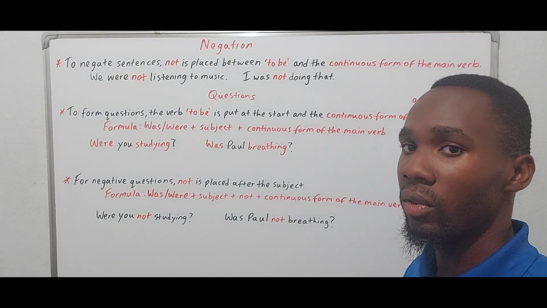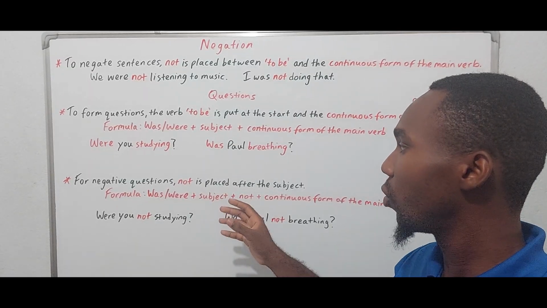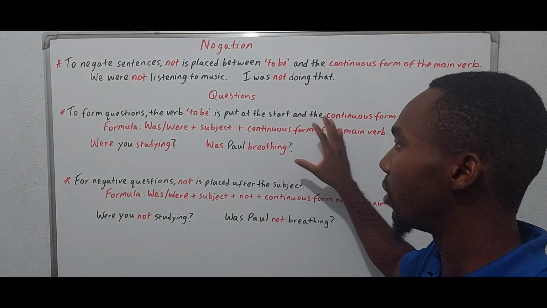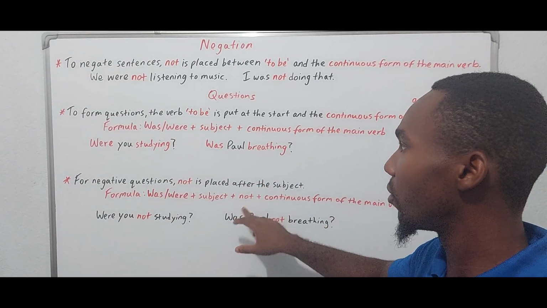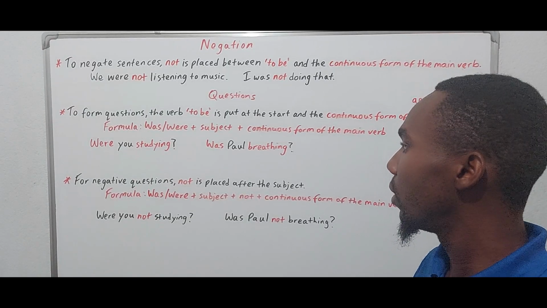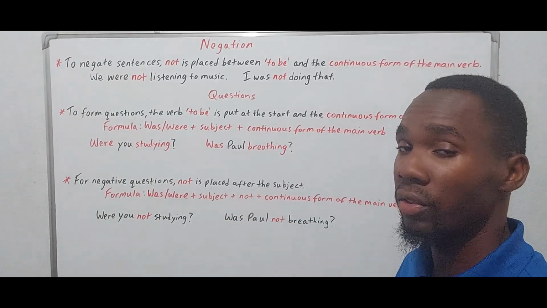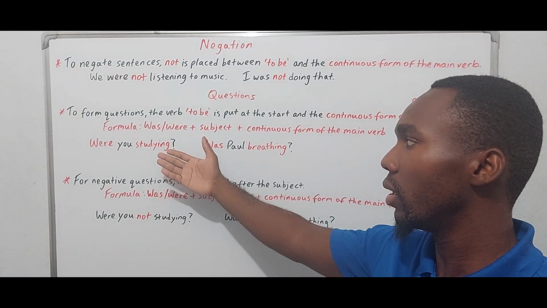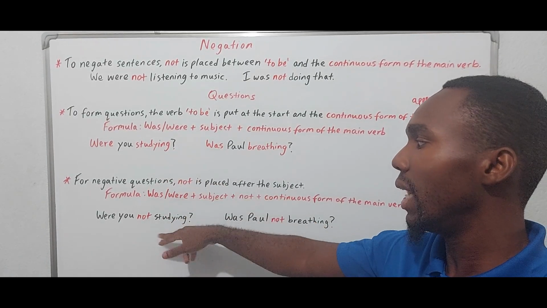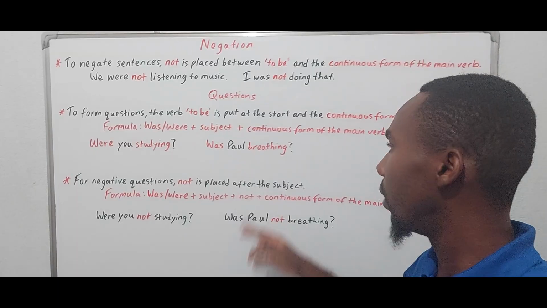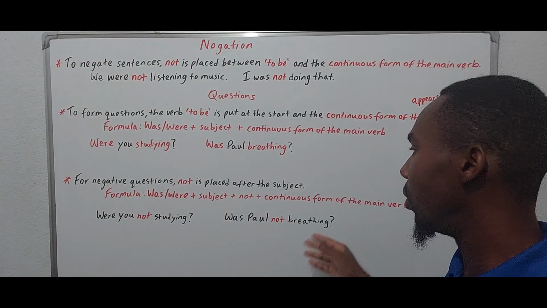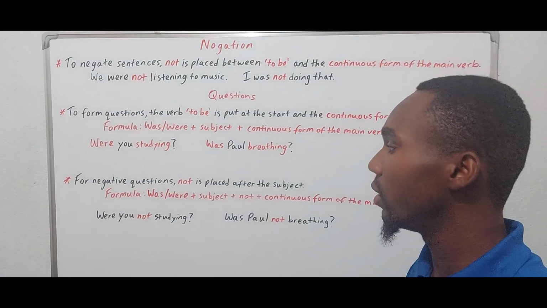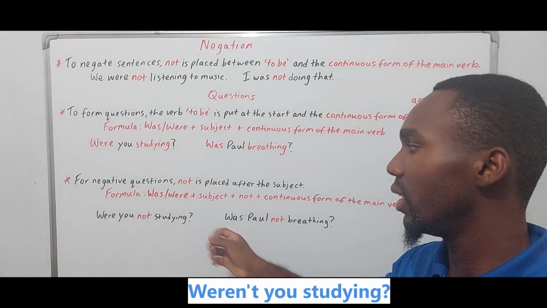But what happens when we want to form a negative question? For negative questions, not is placed after the subject. So same formula, but we put not after the subject. Therefore, it appears between the subject and the continuous form of the verb. So, were you not studying? So I produce the negative of this. Likewise, was Paul not breathing? And I can form a contraction here by saying, weren't you studying?